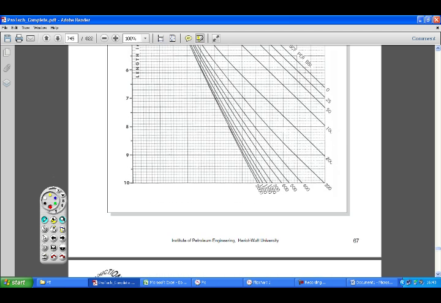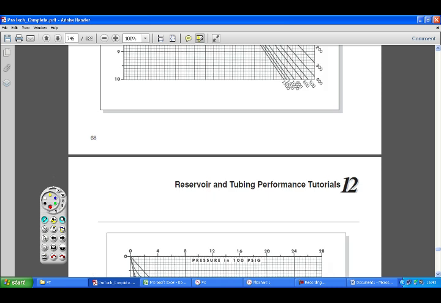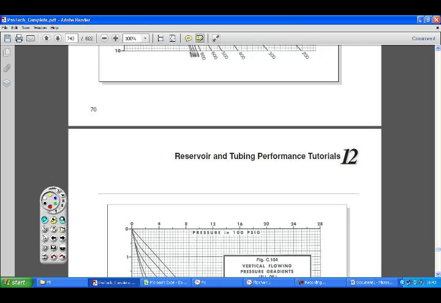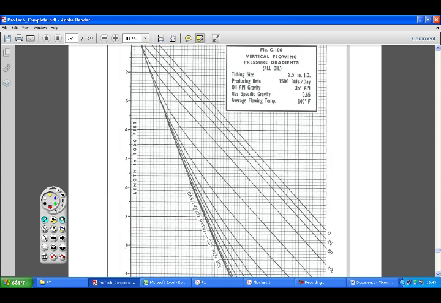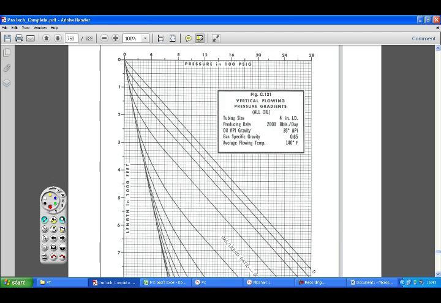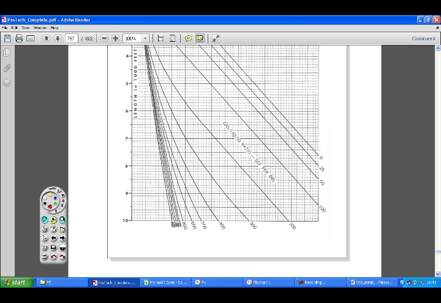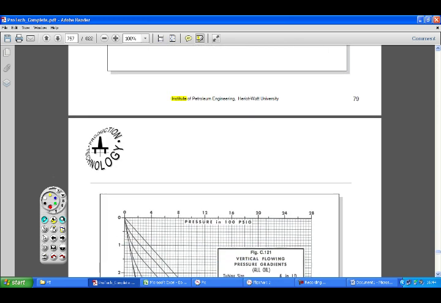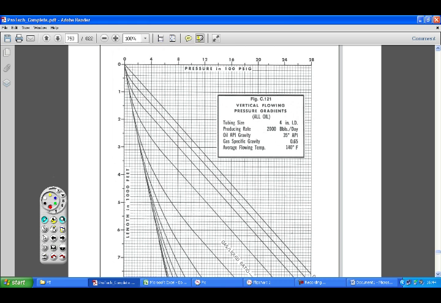Yes, excellent. I have charts for all oil 4-inch tubing cases here for different rates. I have the chart describing pressure losses if I am producing at 1000 barrels of oil per day. This chart describes pressure losses if I am producing at the rate of 2000 barrels of oil per day, and so forth.